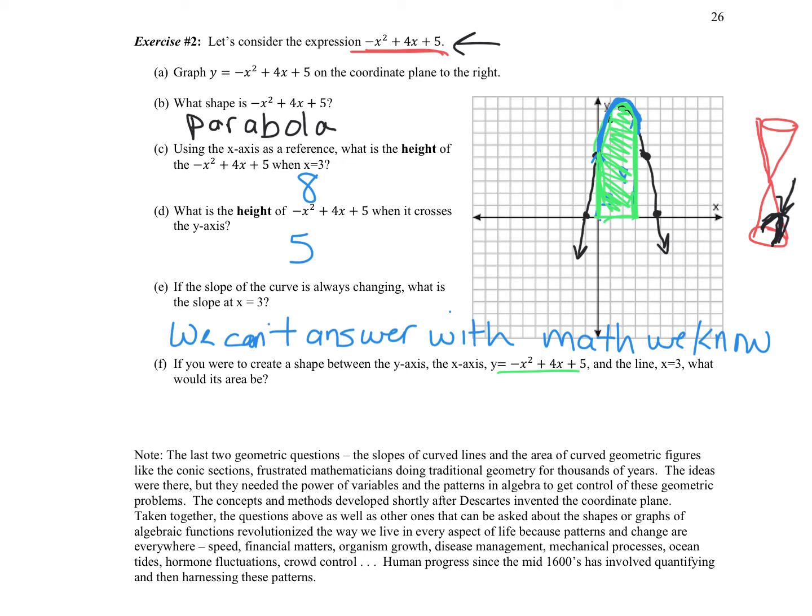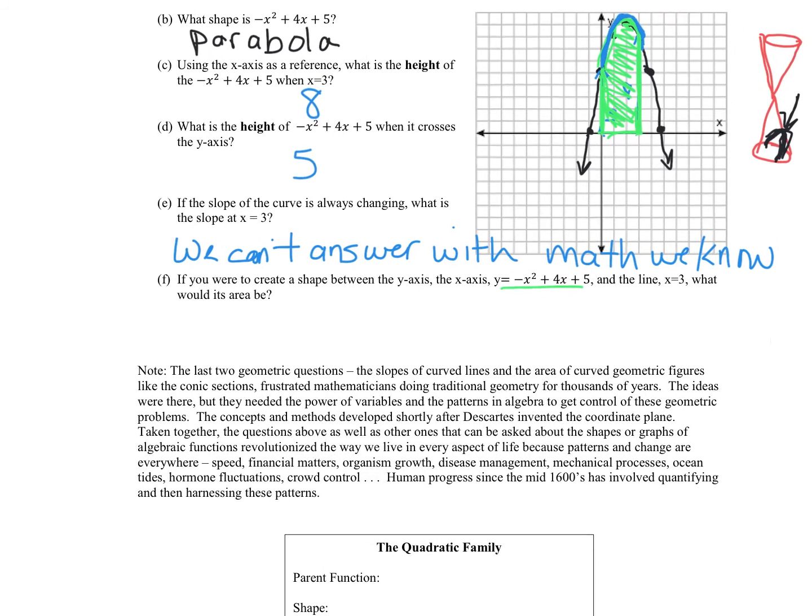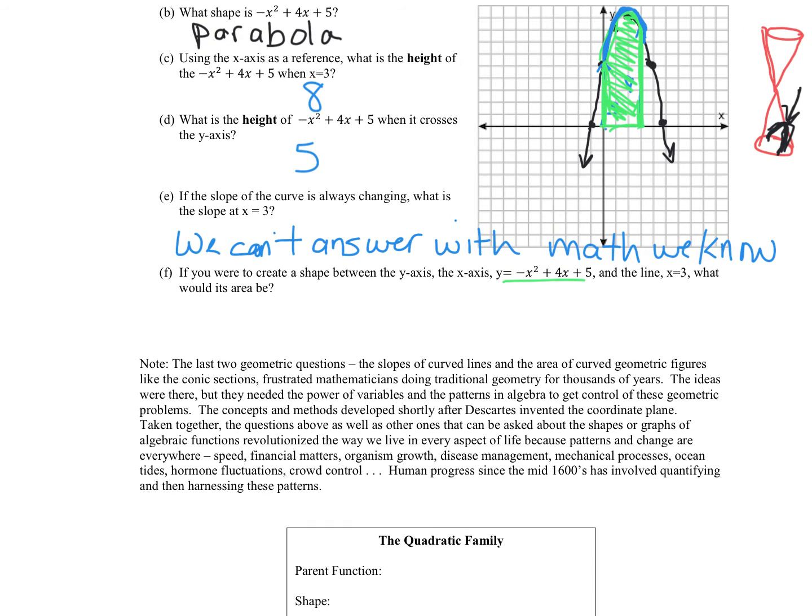But even though they were new questions, they were actually old questions people wondered about for a while, because we can have curved figures that aren't on the coordinate plane. So going down to the bottom, part of the lesson we're connecting geometry and algebra, and part of it we're starting to talk about questions people have asked. So it says the last 2 geometric questions, the slopes of curved lines and the area of curved geometric figures like the conic sections, frustrated mathematicians doing traditional geometry for thousands of years.